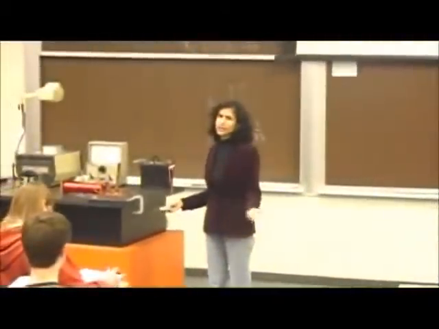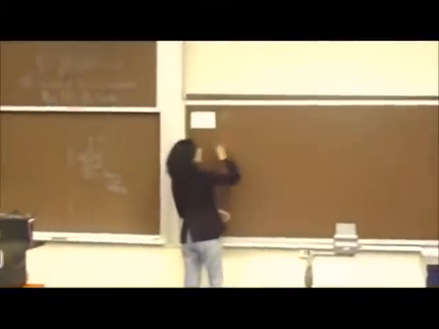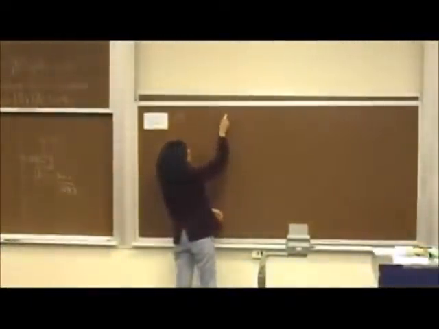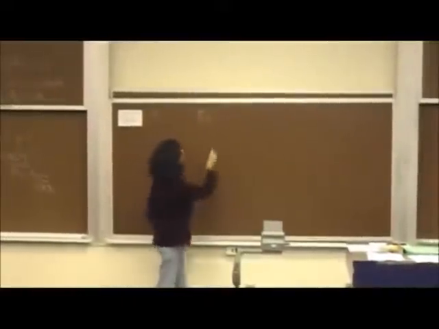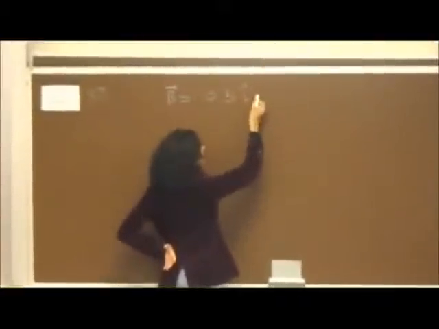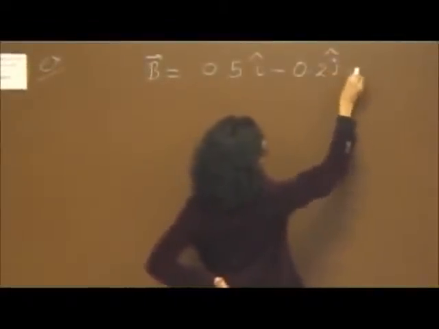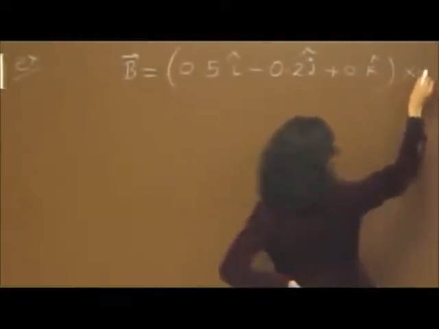And before we move on, one thing that I wanted to discuss with you is I wanted to make sure that everybody actually knew how to find the cross product of two vectors written in vector notation. So for example, let's try to do an example. Suppose you are told that the magnetic field is 0.5 in the i hat direction minus 0.2 in the j hat direction and 0 in the k hat direction. This times say 10 power minus 2 Tesla. This is your magnetic field.